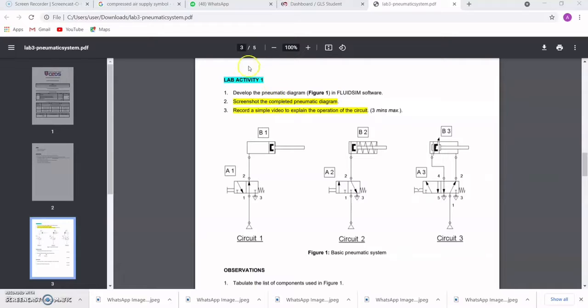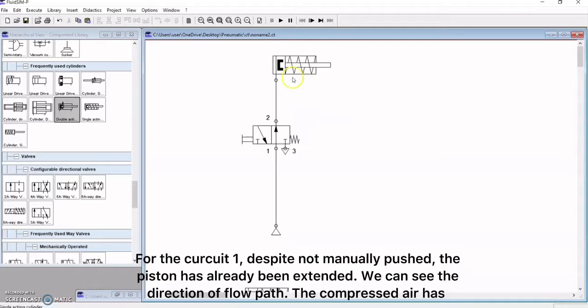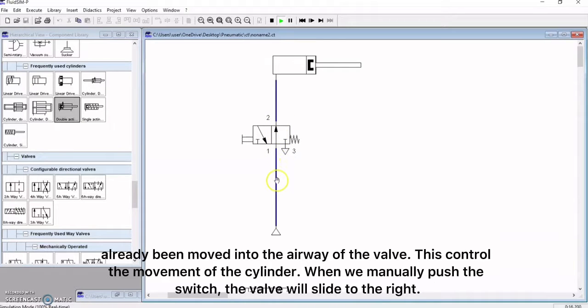So now I would like to talk about lab activity 1, how it functions. Okay, so for circuit 1, despite not being manually pushed, the piston has already been extended. You can see the direction flow path. The compressed air has already moved into the airway of the valve. This controls the movement of the cylinder.